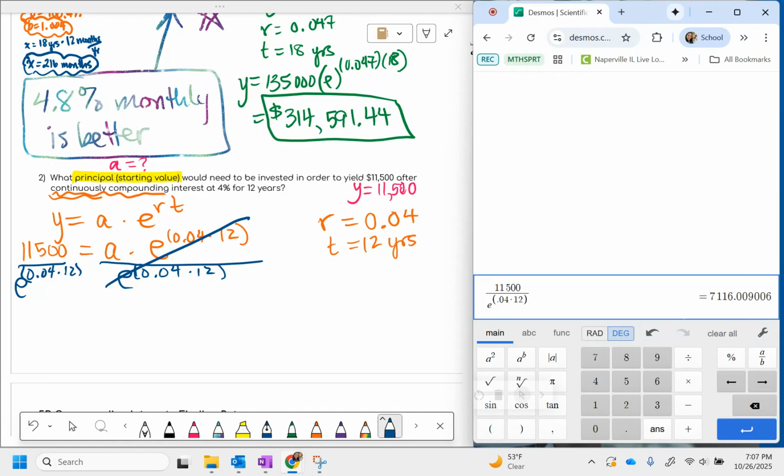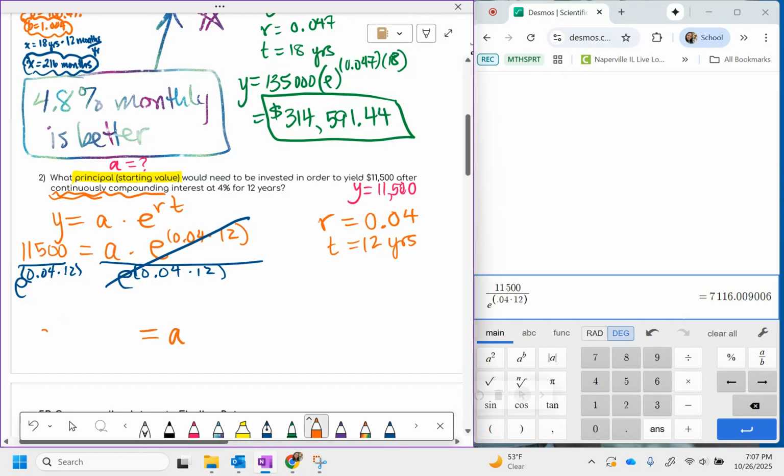And so I know I need to start with 7,116. You always want to round up a penny anyway here, because if I start with not enough money, then I'm going to end up with not enough money at the end. So my starting amount is $7,116.01. That 1 cent makes a difference. Without it, I would not end up with 11,500. I would be just shy of it. So that is 5A.